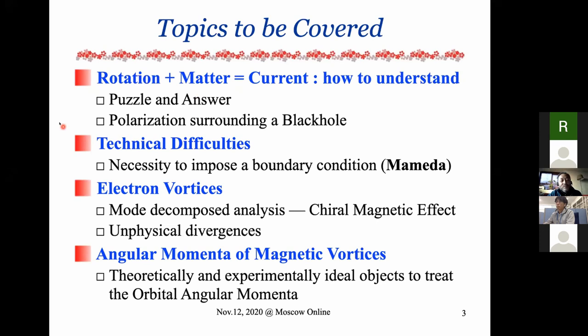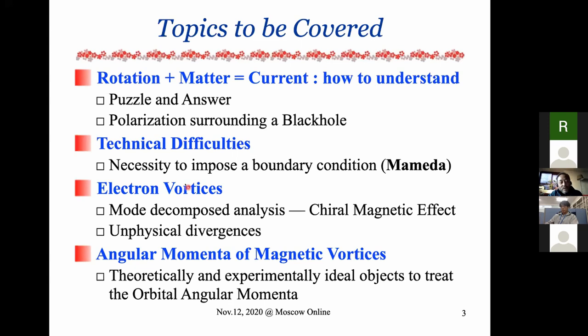Then I will come to the technical difficulties, as I told you. For this part, I believe Kazuya Mameda, one of the speakers in this session, will go into more details, so I will quickly look over the problem. Then I will change gears to a somewhat different subject, electron vortices. This is a very nice system you can see in condensed matter physics. Its consideration gives us a new insight to understand the chiral magnetic effect from a different perspective. This system is also very nice for seeing where we have technical difficulties. I will show you some breakdown of the calculation in a very explicit way. I like it very much.